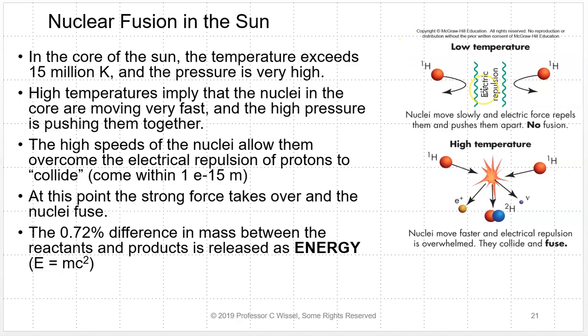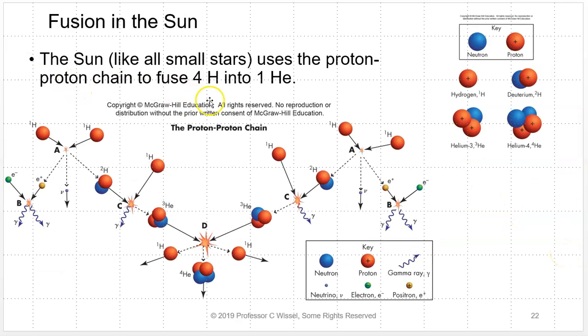So here at low temperature, the electric repulsion is high enough to keep these two hydrogen protons apart, and there's no fusion. But at high temperatures, the particles are moving fast enough that they can actually approach within 1 times 10 to the minus 15 meters. The strong force takes over, and the nuclei fuse. Now, the sun, like all small stars, uses the proton-proton chain to fuse 4 hydrogen into 1 helium. If you're curious about this, here are the details of the proton-proton chain. I'm not going to go over this, but if you're interested, take Astronomy 111, and it's pretty cool.